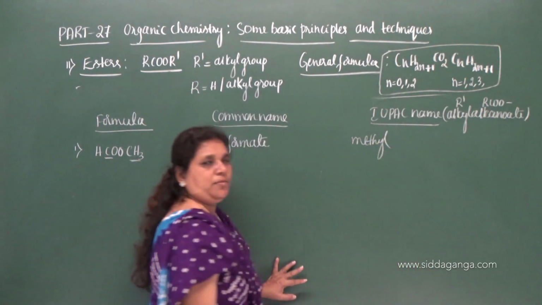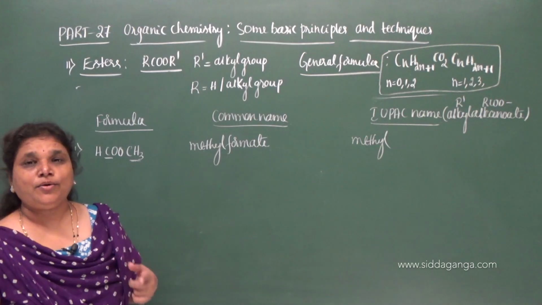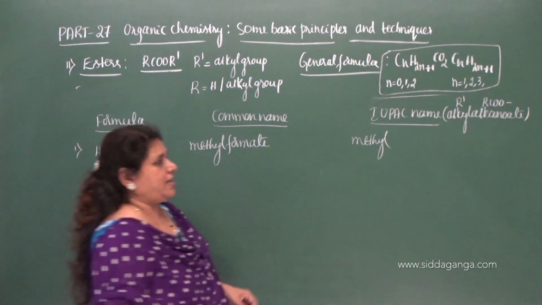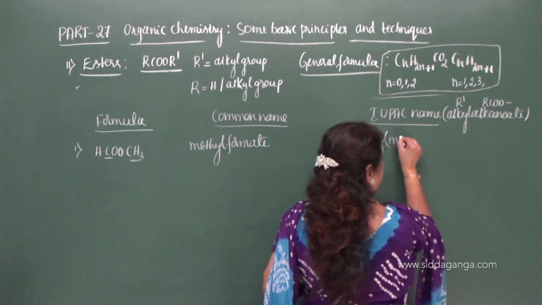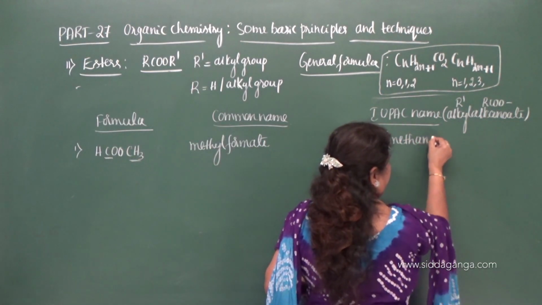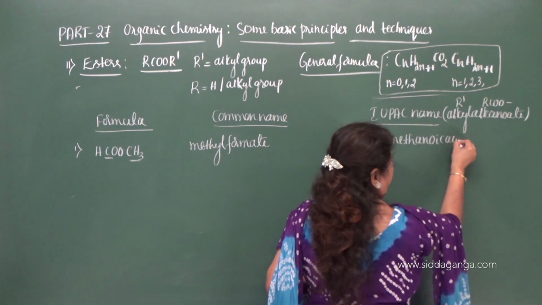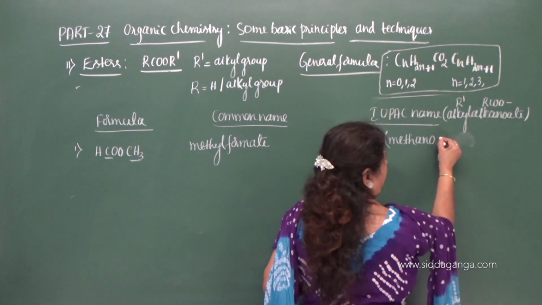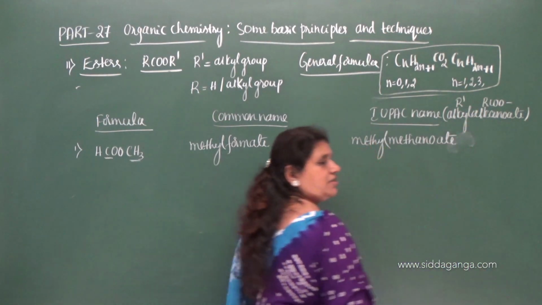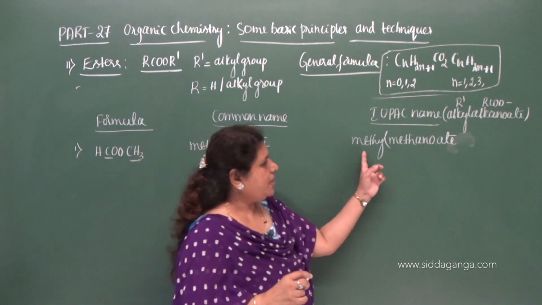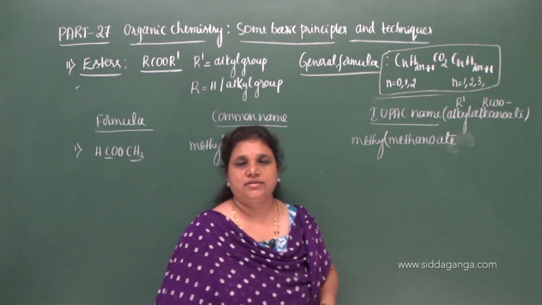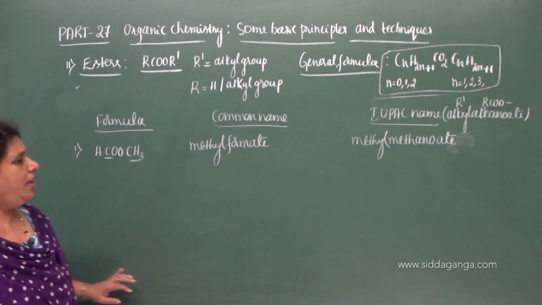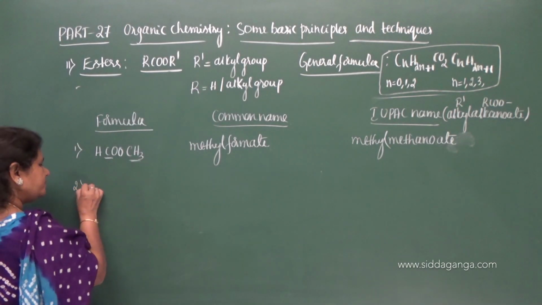What is the IUPAC name of formic acid? Methanoic acid. Correct? The IUPAC name of formic acid is methanoic acid. Methyl methanoic acid. While writing the ester name, you have to remove "ic acid" and replace it by "ate". Then the name becomes methyl methanoate. What is the name? Methyl methanoate. Clear? Now let us move on to the second one.